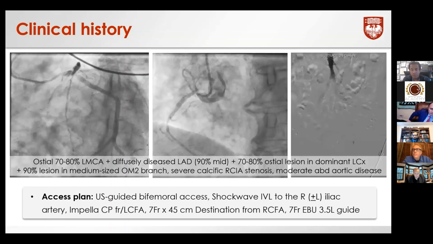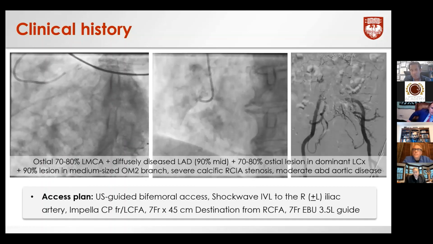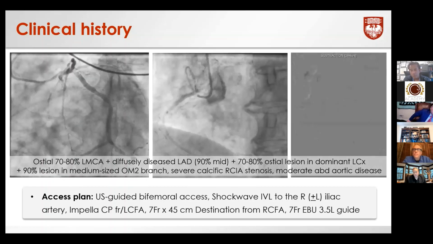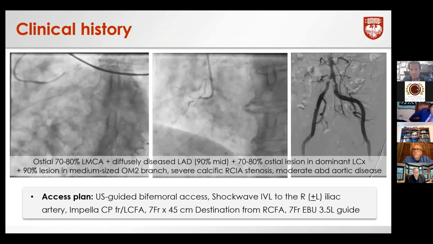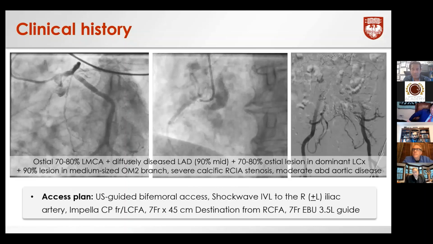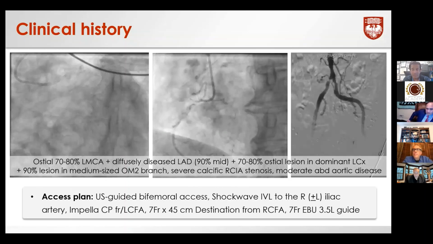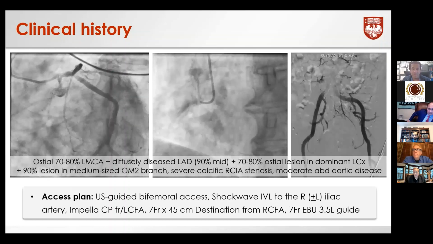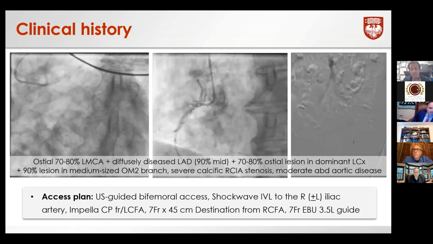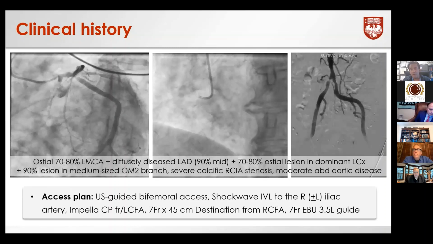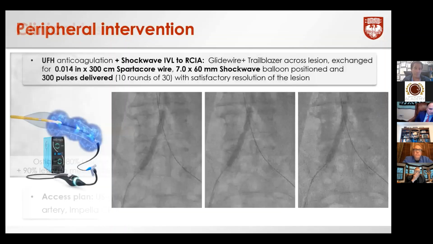And we thought that we would support him with an Impella, but in order to do so, we'd probably have to do a little bit of work on the periphery. You can't fully appreciate this on the DSA image, but there's quite a bit of calcium in that right iliac, and so we decided to do IVL with Shockwave to that side, use that for a 7x45 destination and get a 7 French sheath past that, and use the left side for an Impella plus or minus Shockwave if there was more disease than we saw on the angiogram.